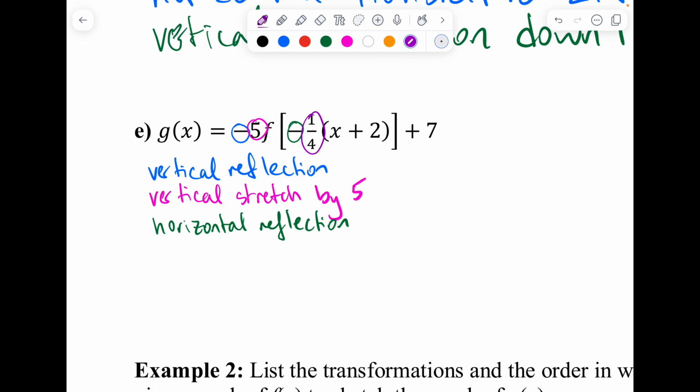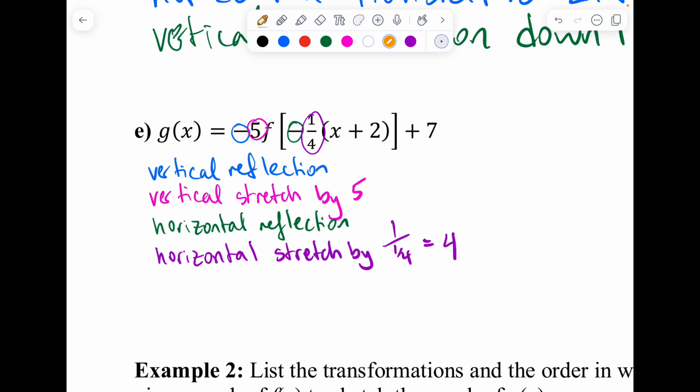Next, the x's are being multiplied by a quarter. Multiplied by a quarter, so it's happening to the x's, so it's horizontal. It's multiplied by a small number, so it should be a compression, but because it's to the x's, that's actually opposite. So it's a horizontal stretch by 1 over a quarter, which in your calculator or in your head should be 4. Okay?